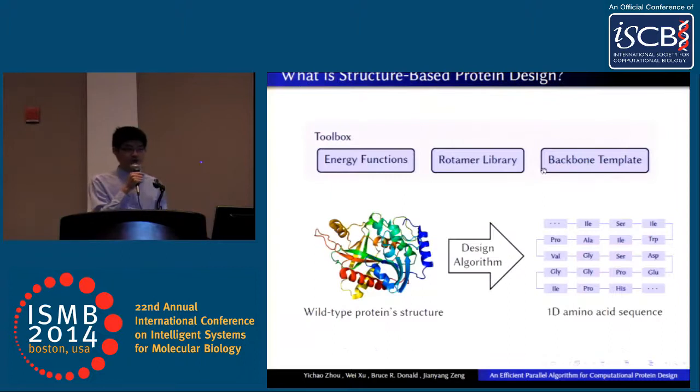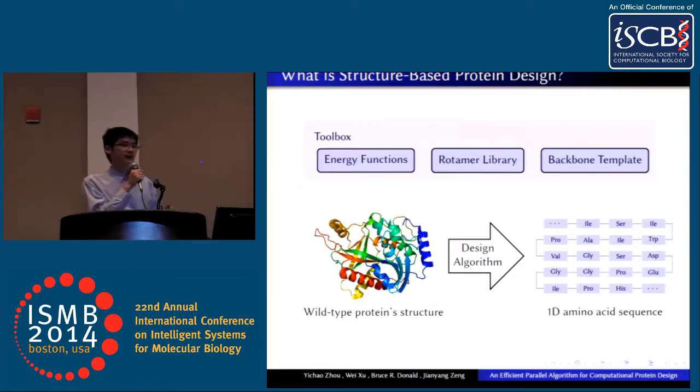Here is a more formal definition of structure-based computational protein design. The design algorithm tries to find a new amino acid sequence based on a known structure, such that the resulting energy of the molecule complex is minimized.